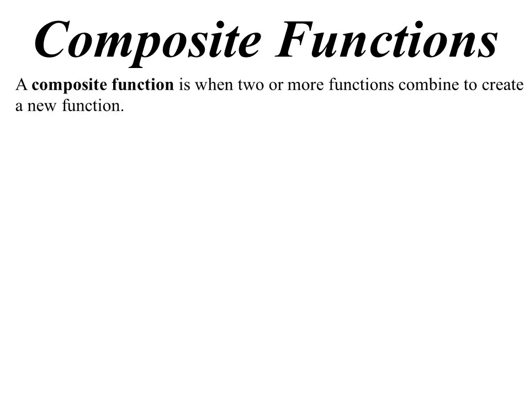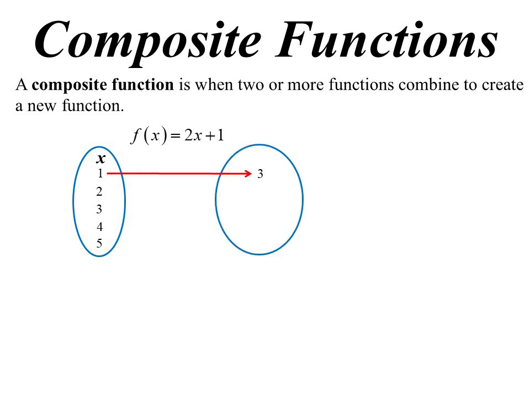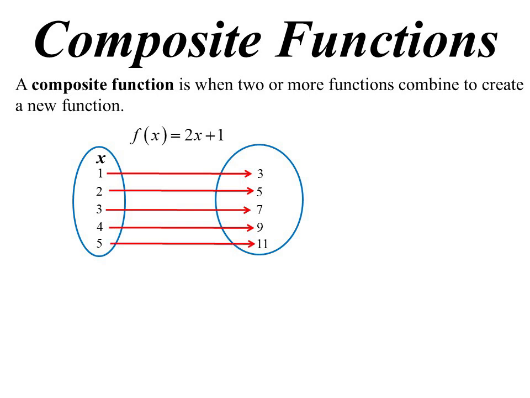Composite functions. That's basically when we combine two functions together. So if I start with these values for x, 1, 2, 3, 4, 5, I can plug it into this function, 2x plus 1, and then 1 goes to 3, 2 goes to 5, 3 goes to 7, 4 goes to 9, 5 goes to 11.